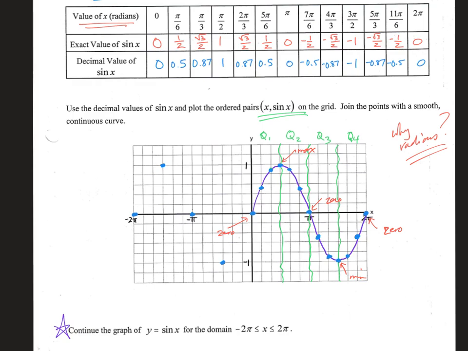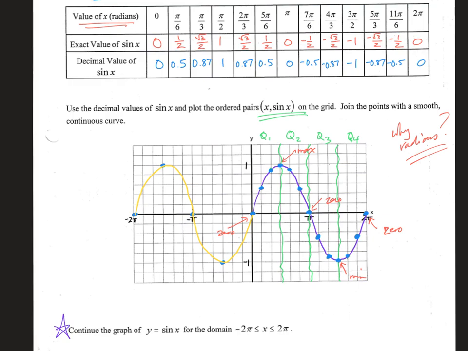If I go through and connect those with a nice smooth curve, curving down that whole direction and then curving up that whole direction, that's not a bad looking sine curve for our purposes. So let's make sure that we know where the zeros, maximums, and minimums lie on a sine curve, and we should be good.